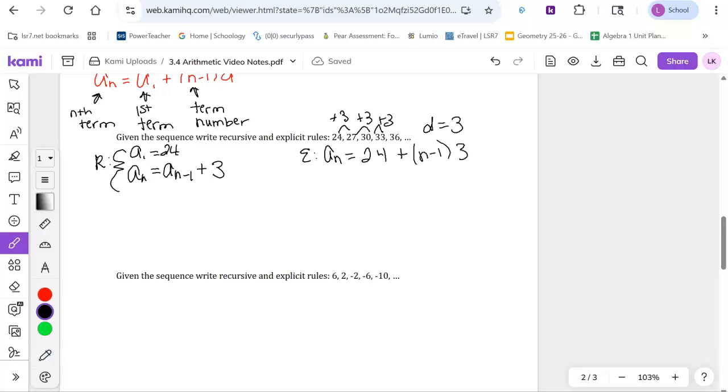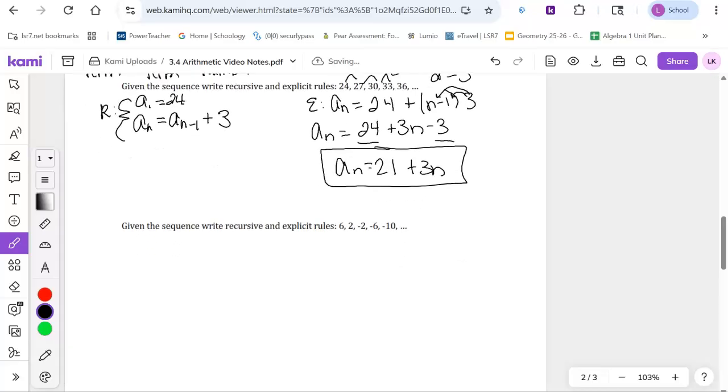Now, there are times that you might have to actually simplify this. What you do is multiply this throughout. So you have 24 plus 3 times n is 3n. 3 times negative 1 is negative 3. So a sub n equals, simplify 24 minus 3, a sub n equals 21 plus 3n.